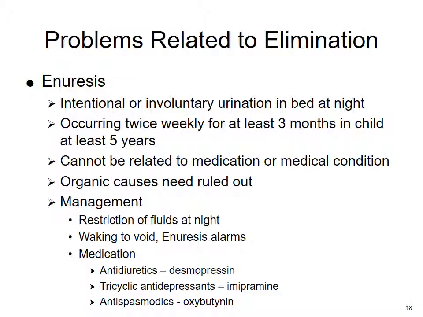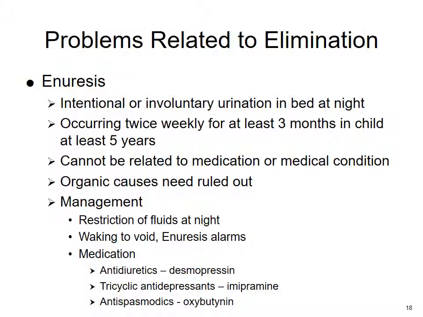Elimination problems, enuresis, that is the intentional or involuntary nighttime bedwetting. To be diagnosed as actual enuresis, it needs to occur twice a week for at least 3 months in a child who's at least 5 years old. And it cannot be related to a medication or a medical condition. So organic causes need to be ruled out. So first thing we're going to look for is UTI.